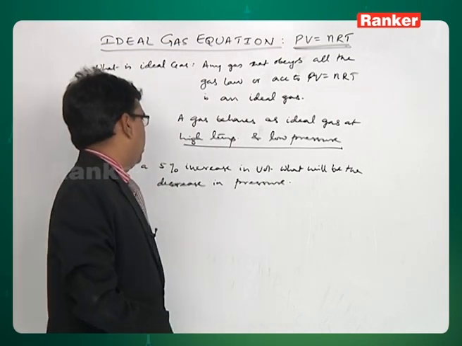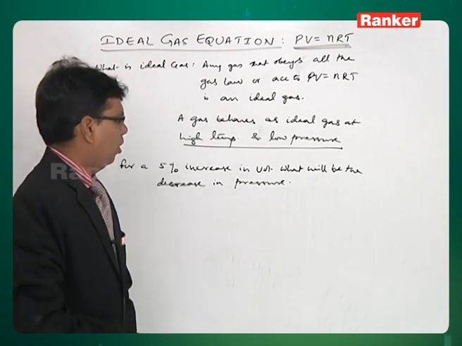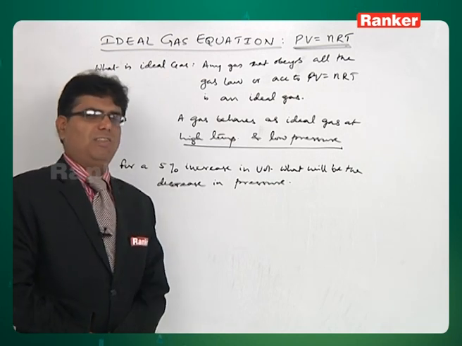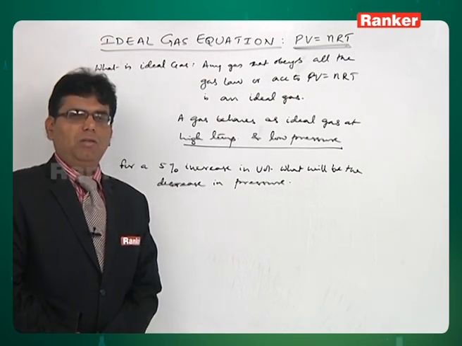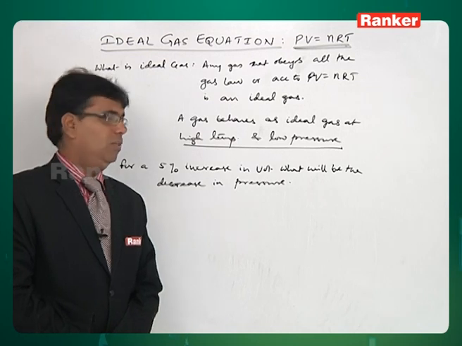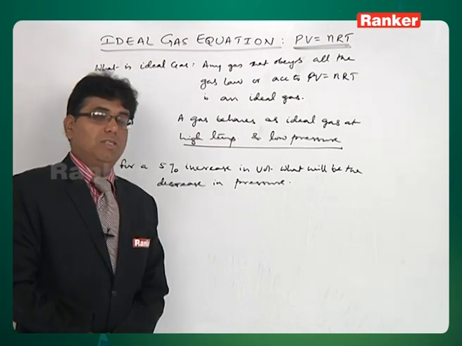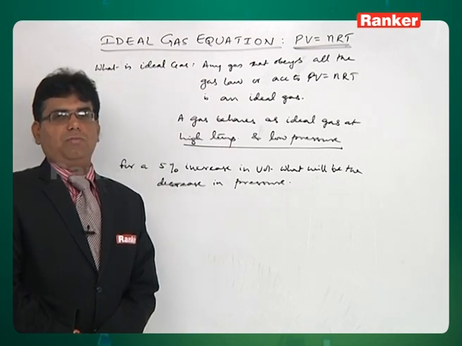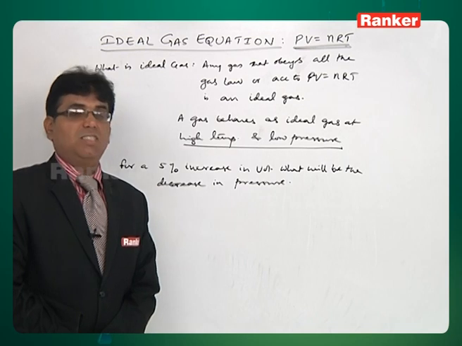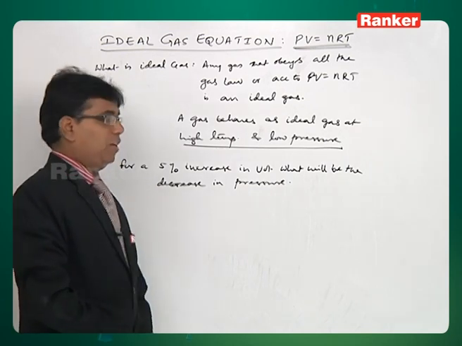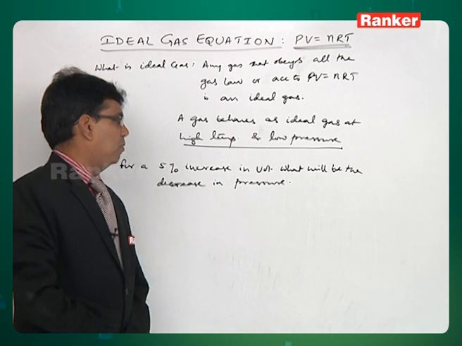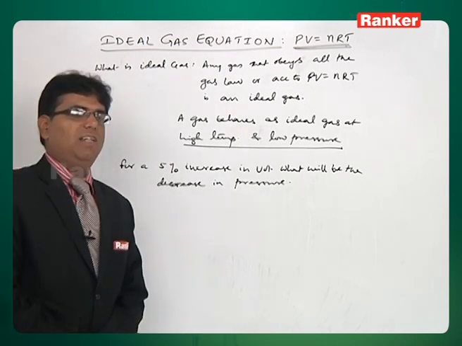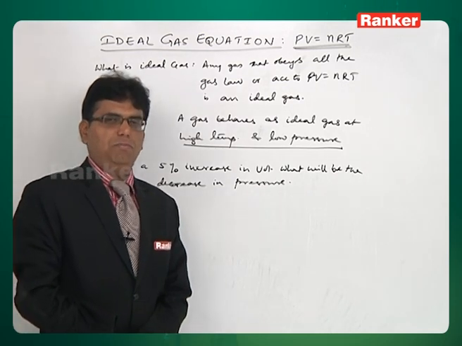When the question is given like this, for a 5% increase in volume, immediately what you expect is that there will be a decrease of 5% in pressure, but the decrease in pressure will not be 5%. Suppose if volume is increased by 5 times, then pressure will decrease by 5 times. The number of times will be the same, but the percentage is not the same. For a 5% increase in volume, the decrease in pressure will not be 5%. It will be slightly different from 5%.